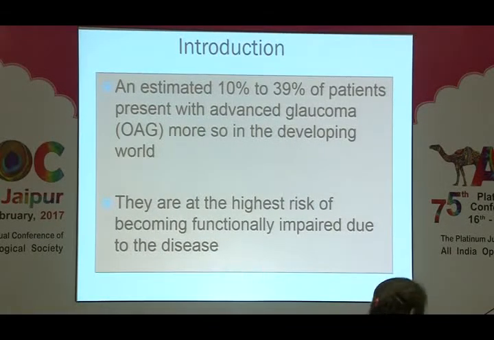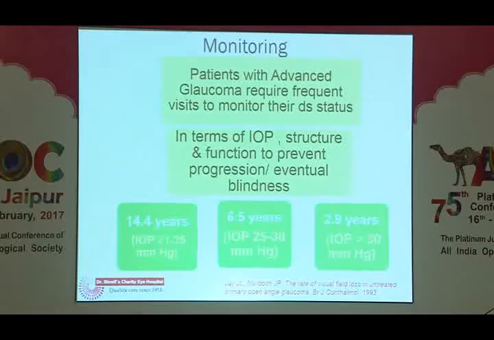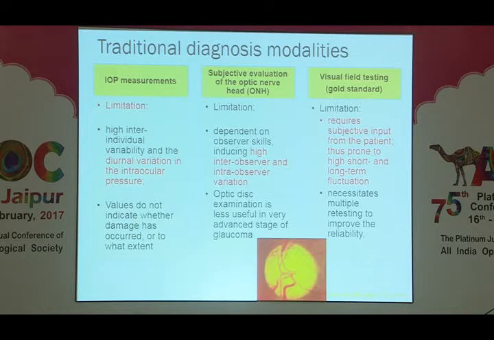And they are at the highest risk of becoming functionally impaired due to the disease and so need monitoring. They require frequent visits to monitor their disease status in terms of intraocular pressure, structure and function to prevent progression and eventual blindness. The traditional diagnostic modalities include IOP measurement. However, as we know, the importance of IOP is limited as there is higher individual variability and diurnal fluctuation, and the values do not indicate whether damage has occurred and at what IOP level.